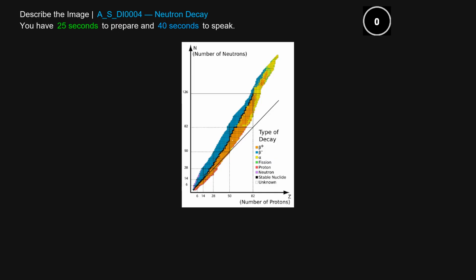This line chart provides information about the number of neutrons. In this graph, we may notice that it is about different types of decay. For the beta plus, which is in red, beta minus is in blue, alpha in yellow, fission in green, and proton in pink. In this graph, we may notice that the trend is increasing, and for the beta, we have 82 and 82 for the N and Z.